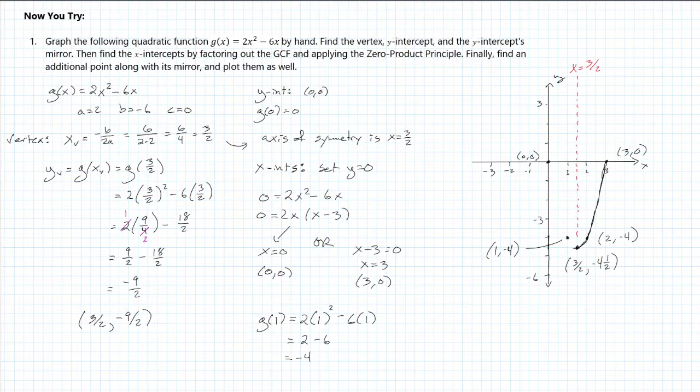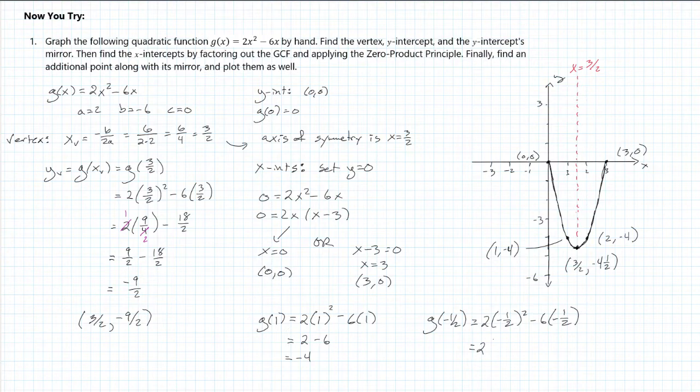Now I don't really have any other points with positive y values right now, so I want to add in a couple more points. It's going to make our graph really tall. Like if I did negative 1, it's going to end up being way up here. I vaguely know that this graph is doing something like this, right? So I think I just want to plug in negative 1/2 and see what happens. So I'll have 2 times negative 1/2 squared minus 6 times negative 1/2.